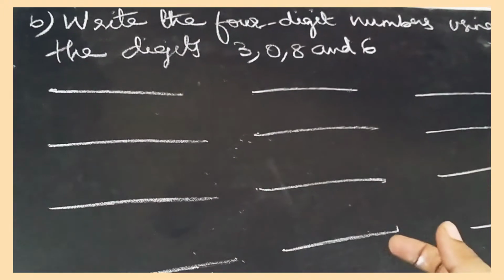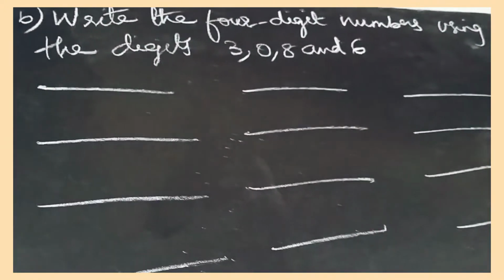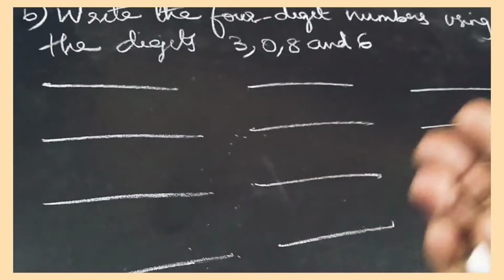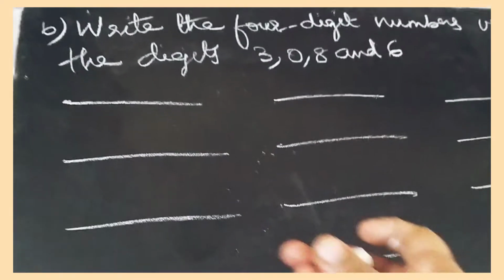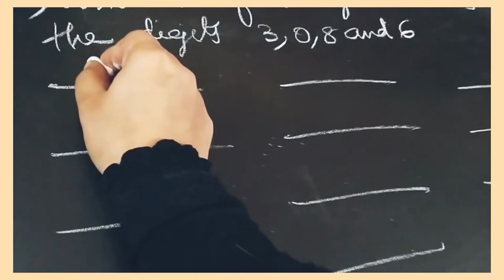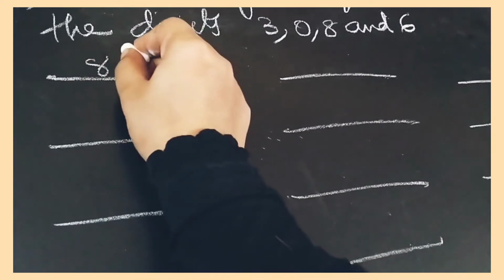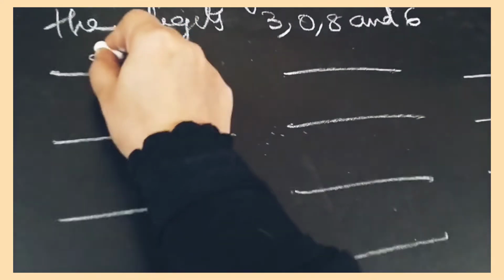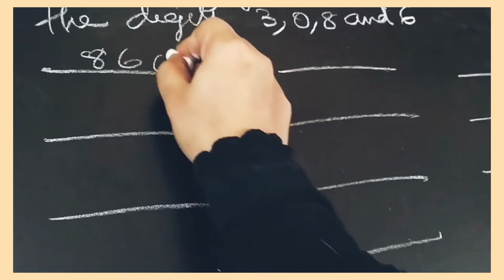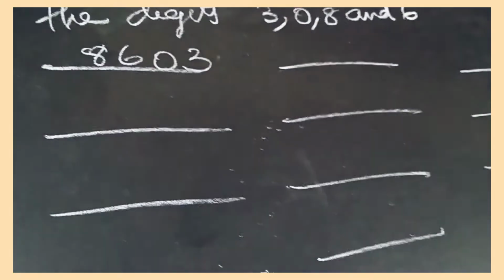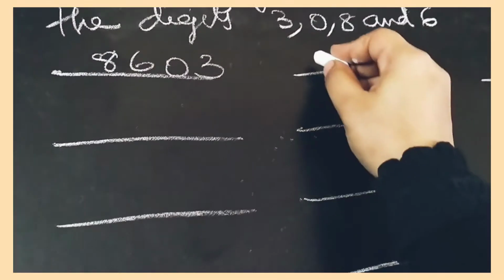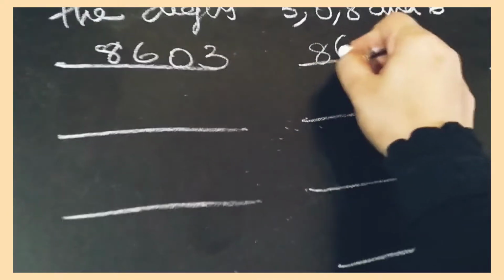Again in this, 2 bits are there. B1 is write the 4-digit numbers using the digits 3 0 8 6. Same method. First we will write the greater number, it is 8, then 6, then we'll write 0, then 3. Then 8630.